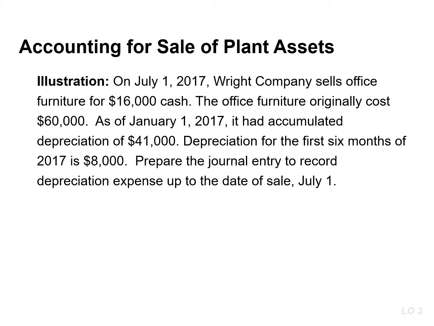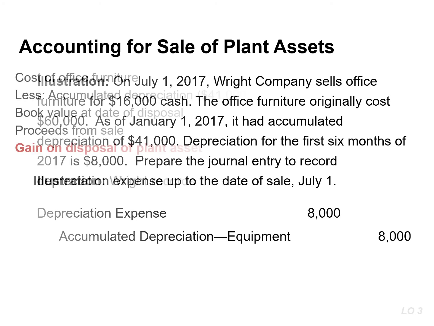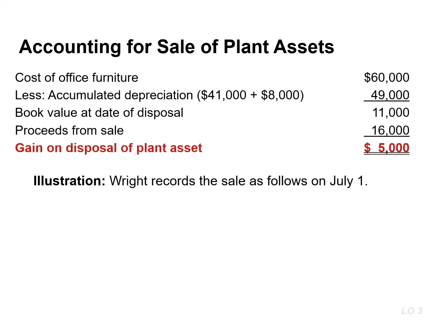Wright records depreciation expense and updates accumulated depreciation by debiting depreciation expense and crediting accumulated depreciation for $8,000. This will record depreciation expense for the first 6 months of 2017. After the accumulated depreciation balance is updated, the company computes the gain or loss as the difference between the proceeds from the sale and the book value at the date of disposal. Wright Company has a gain on disposal of $5,000 because the proceeds of $16,000 exceed the book value of $11,000.